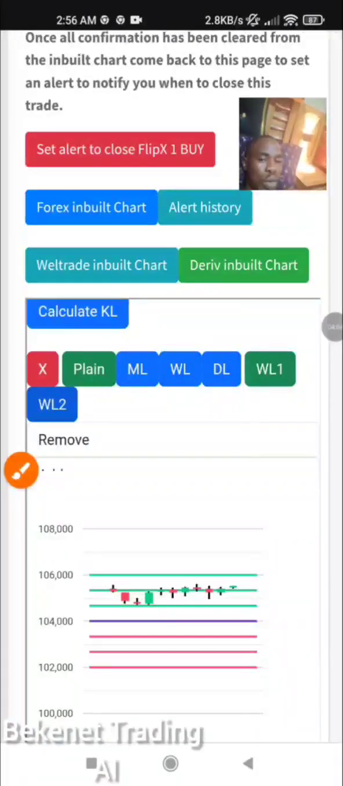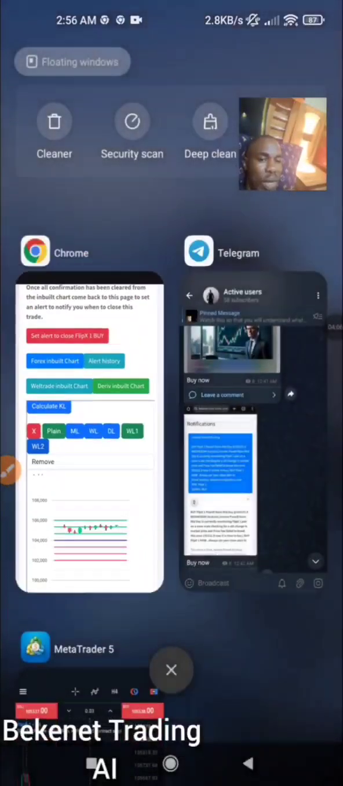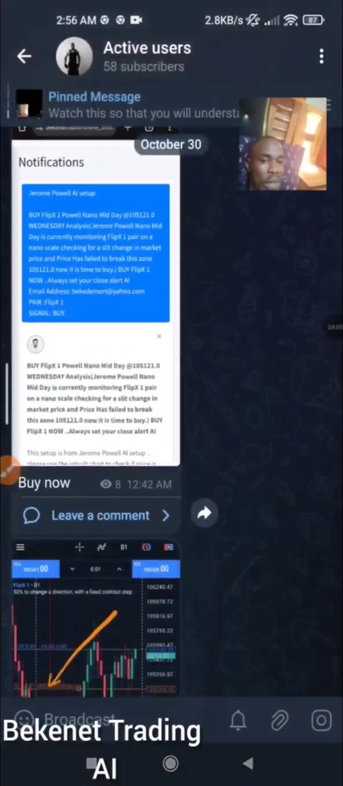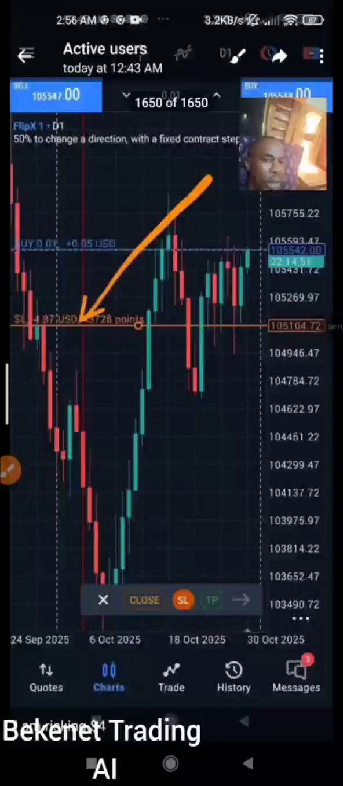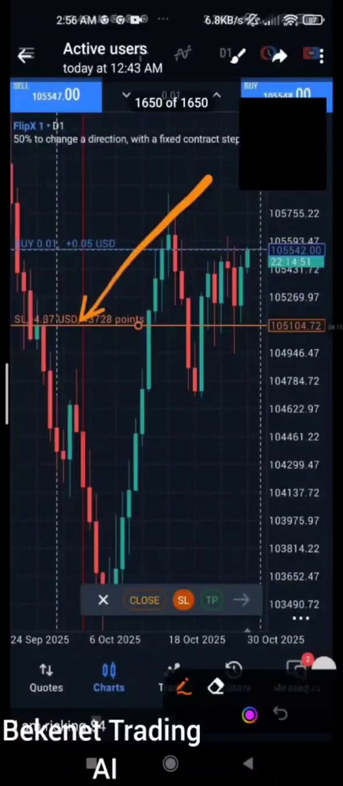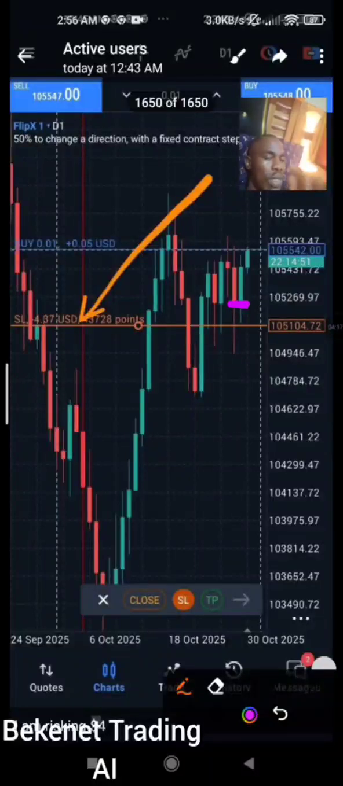So once you're done with this, you go to your MT5, just the way I've already taken my trade. Look at it. I've taken my trade already, risking $4. Now we always use the daily previous low as our stop loss. We don't use a tight stop loss here. We always use the daily previous low as the stop loss if we are buying.